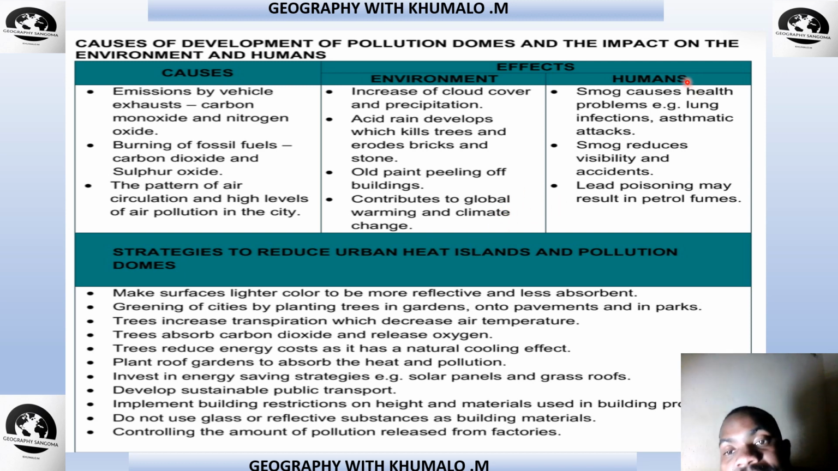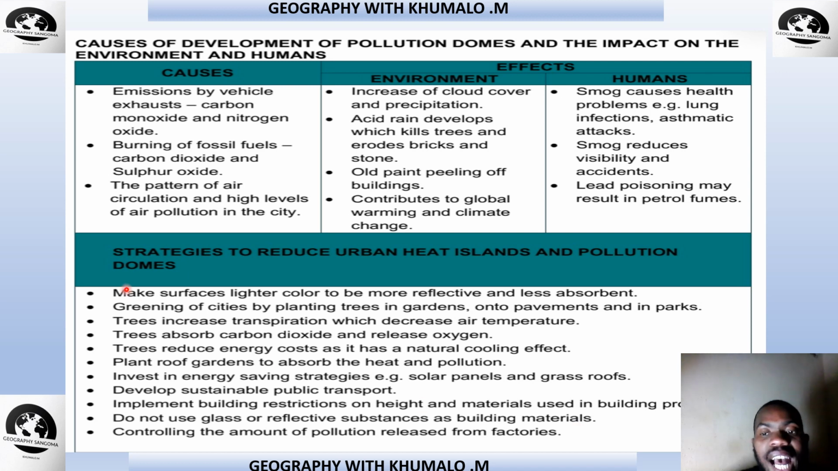And then in humans, smoke causes health problems, e.g. lung infections and asthmatic attacks. And smoke reduces visibility and it causes accidents on the road. It leads to poisoning. It may result in petrol fumes poisoning in humans. And then now, because we know we cannot stop this, it's a climatological phenomenon, hence we are going to say, grade 12, we have to understand the strategies to reduce the urban heat island and pollution dome.